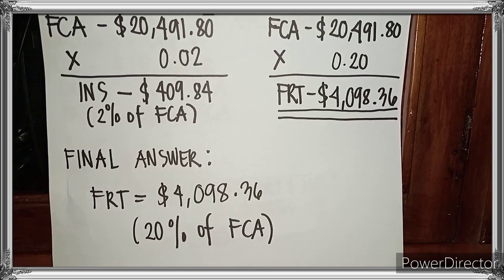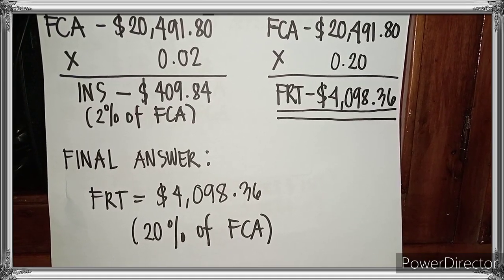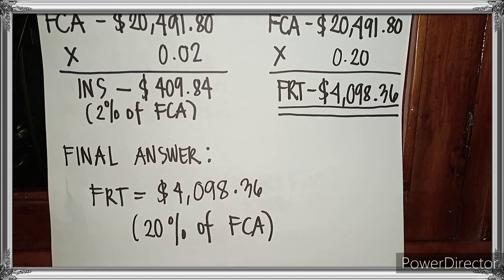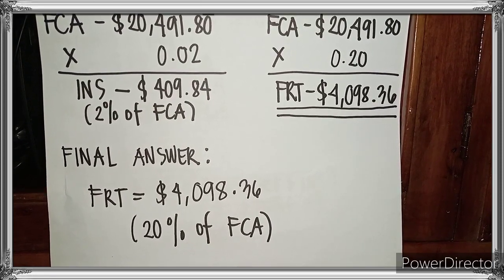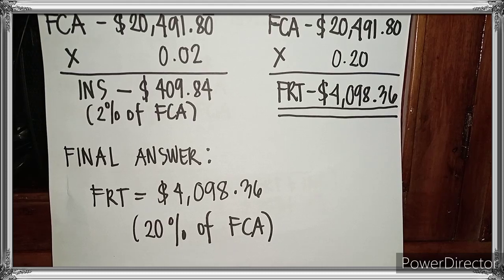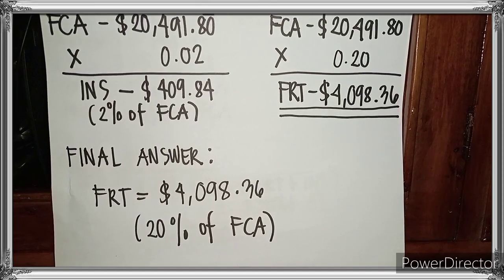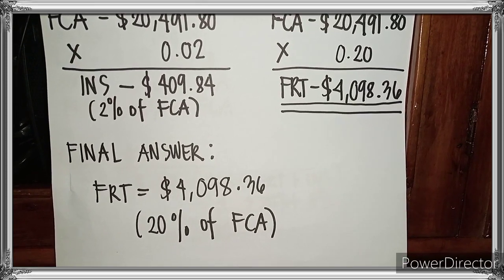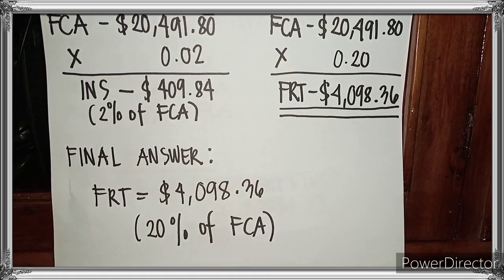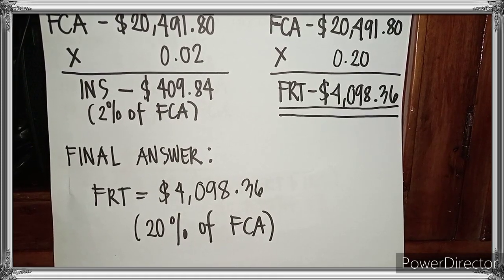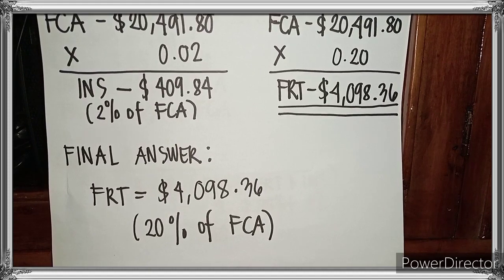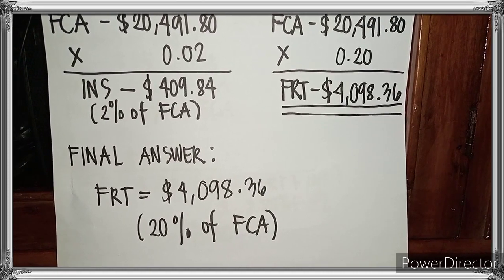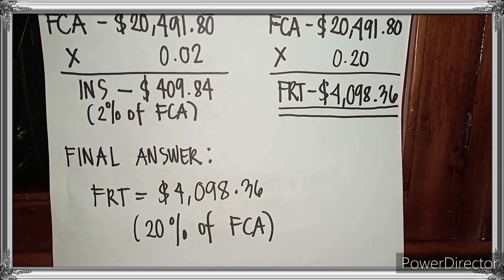What you really need to do here is, if a percentage of something like FCA or FOB is stated, then you need to add that one, and take note that the one there is already a whole number. It's constant.